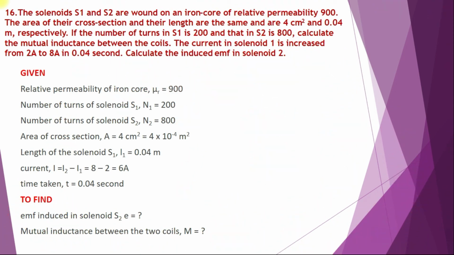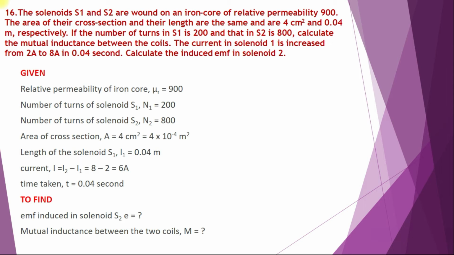Problem 16. The solenoids S1 and S2 are wound on an iron core of relative permeability 900. The area of their cross section and their length are the same, 4 cm² and 0.04 meter respectively. If the number of turns in S1 is 200 and that in S2 is 800, calculate the mutual inductance between the coils. The current in solenoid 1 is increased from 2 ampere to 8 ampere in 0.04 second. Calculate the induced EMF in solenoid 2.